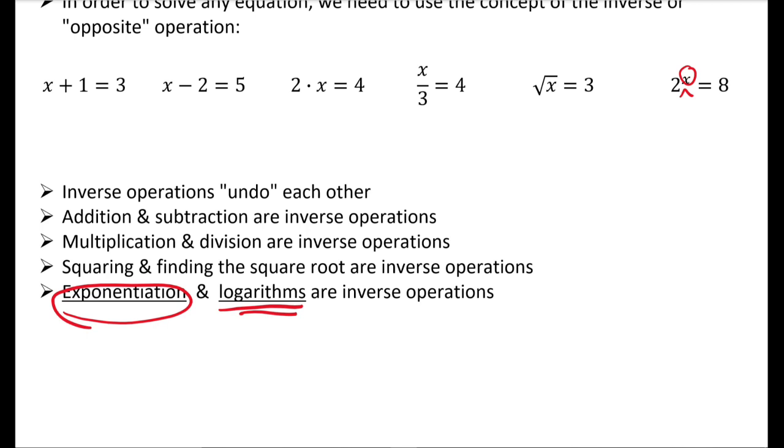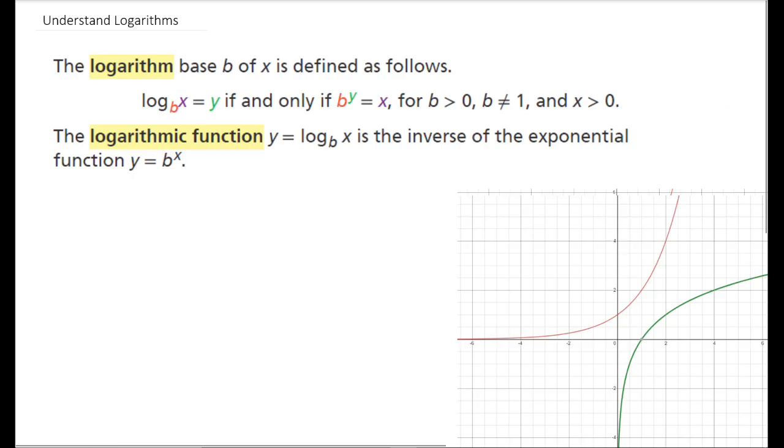The logarithm is the only way that we can get rid of this so that we can solve for x. Our goal here in solving 2 to the x equals 8 is to essentially cancel out the 2 so that we can solve for x and get it by itself. The goal is to get x by itself. So how do we do that? With the logarithm. So what is the logarithm? The logarithm base b of x is defined as follows. This right here is read as log base b of x, or the logarithm base b of x. That is equal to y if and only if b to the y equals x.